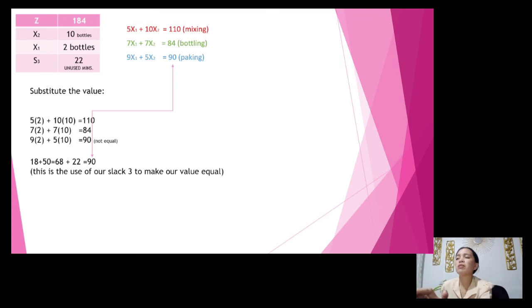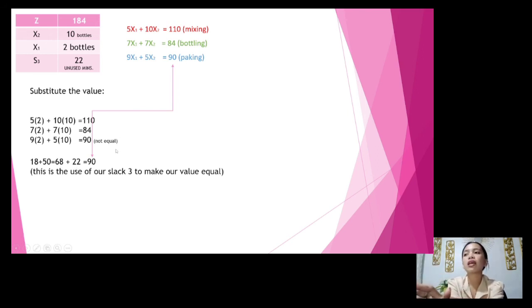So we simply substitute the values. x sub 1 is 2 bottles. So it will become 5 times 2 plus 10 times 10, because the value of x sub 2 is 10, is equal to 110. So 7 times 2 plus 7 times 10 is 84, and 90 times 2 plus 5 times 10 is equal to 68. So it is not equal.